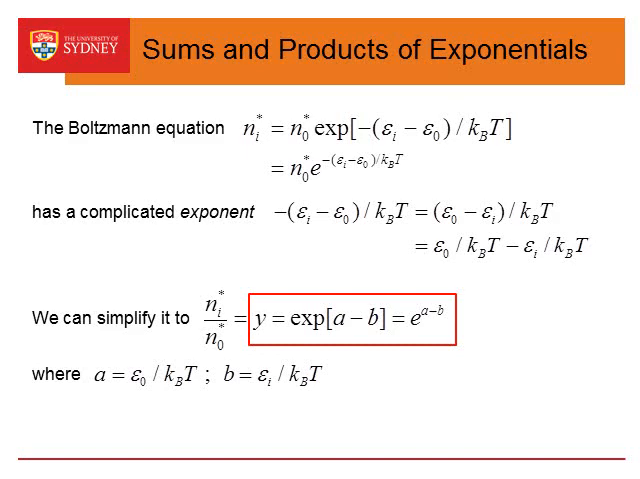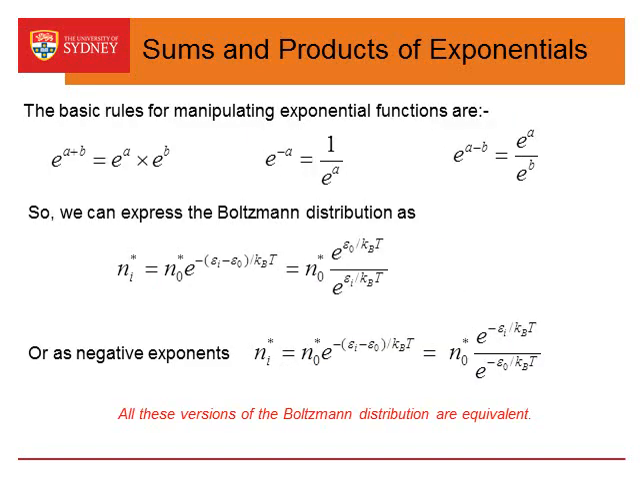Minus (Ei minus E0) all divided by kBT. We can write this as (E0 minus Ei) all divided by kBT, or as E0 over kBT minus Ei over kBT. So we can simplify it overall as a ratio ni* divided by n0*, we'll call that y, as the exponent of a minus b, or equivalently e to the a minus b, where a is the ground state energy E0 divided by kBT, and b is an excited state energy Ei divided by kBT. How does this help?